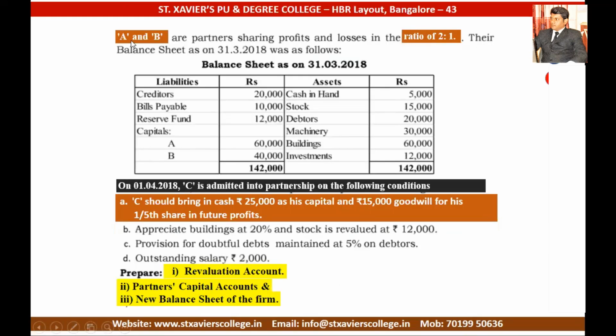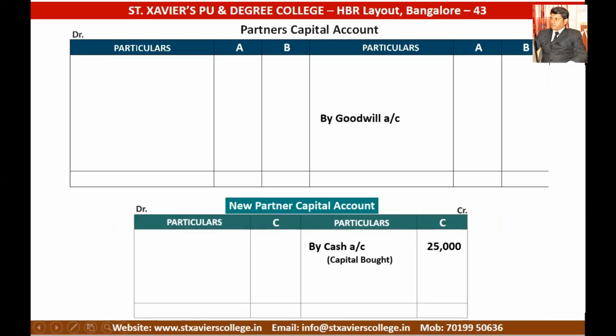You can see A and B, and the profit and loss ratio is given as 2:1. So we need to share 15,000 in the ratio of 2:1, 15,000 into 2/3 and 15,000 into 1/3. After the calculation I got 10,000 and 5,000. So this is how, when a new partner brings capital, that capital should be transferred to the new partner's capital account. And whatever goodwill he brings should be shared between the old partners in their ratio.